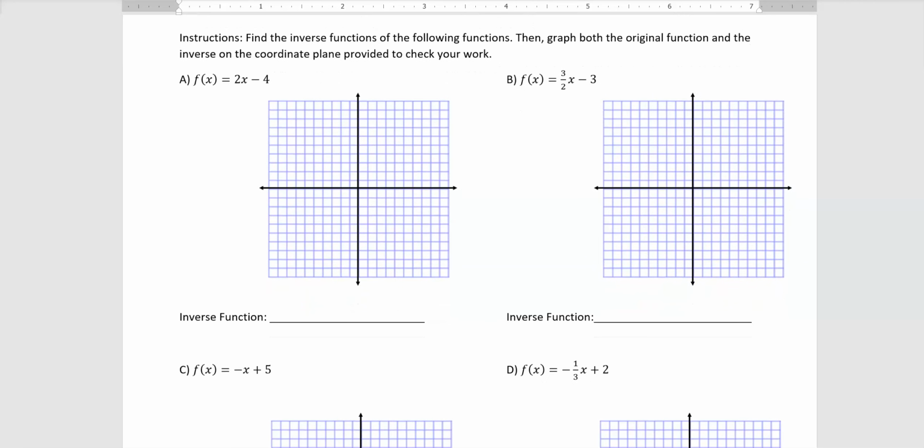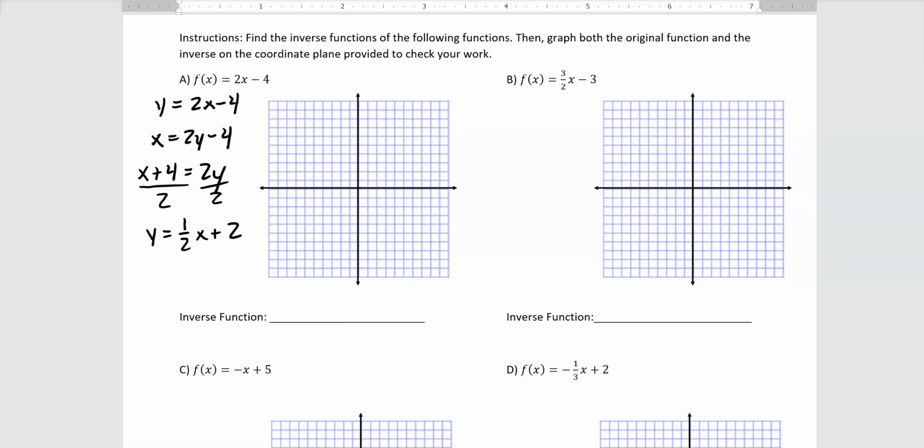So looking at f of x equals 2x minus 4 here in letter A, we're going to start by replacing f of x with y, so y will become 2x minus 4. Switch x and y, remember that's the essential part of the inverse. Then we add 4, so we'll have x plus 4 equals 2y, and we divide by 2 to get y all by itself. So y will equal 1/2 x plus 2. Now for our final answer, we write it as an inverse, so f inverse of x equals 1/2 x plus 2. So now let's graph these.